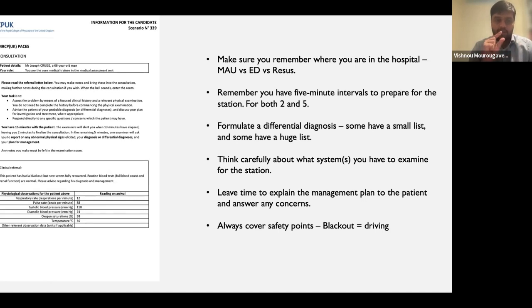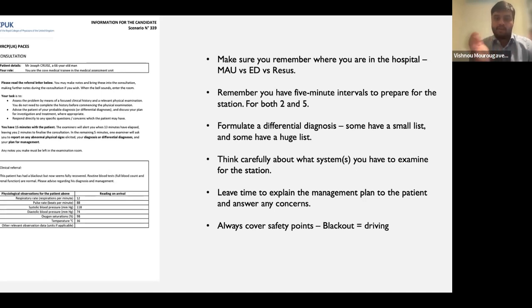The clinical referral is quite short. The patient's had a blackout and has fully recovered. Routine blood tests are normal, so it's told you the full blood count and renal function are normal. And please advise regarding his diagnosis, and he's given you his observations below.